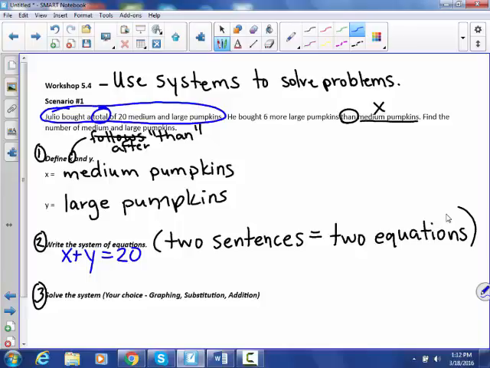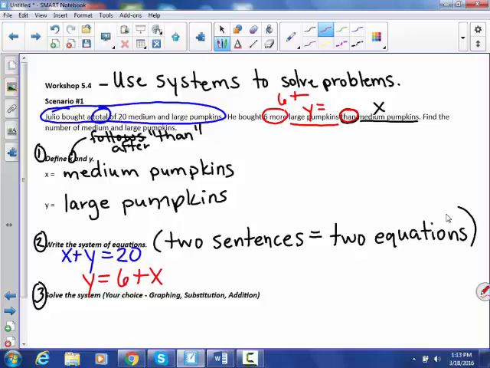Would it be y plus 6? Would it be y equals 6 plus x? You got it, Don. Y equals 6 plus x, because the large is 6 more than the medium. So the large equals 6 plus the medium.